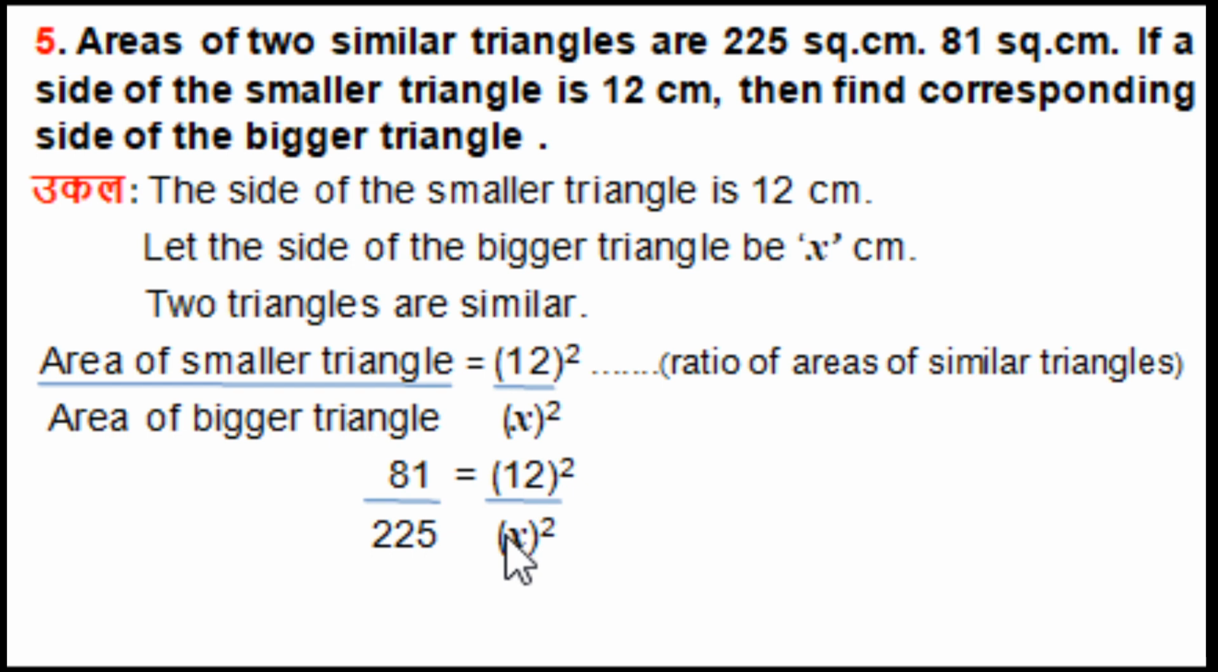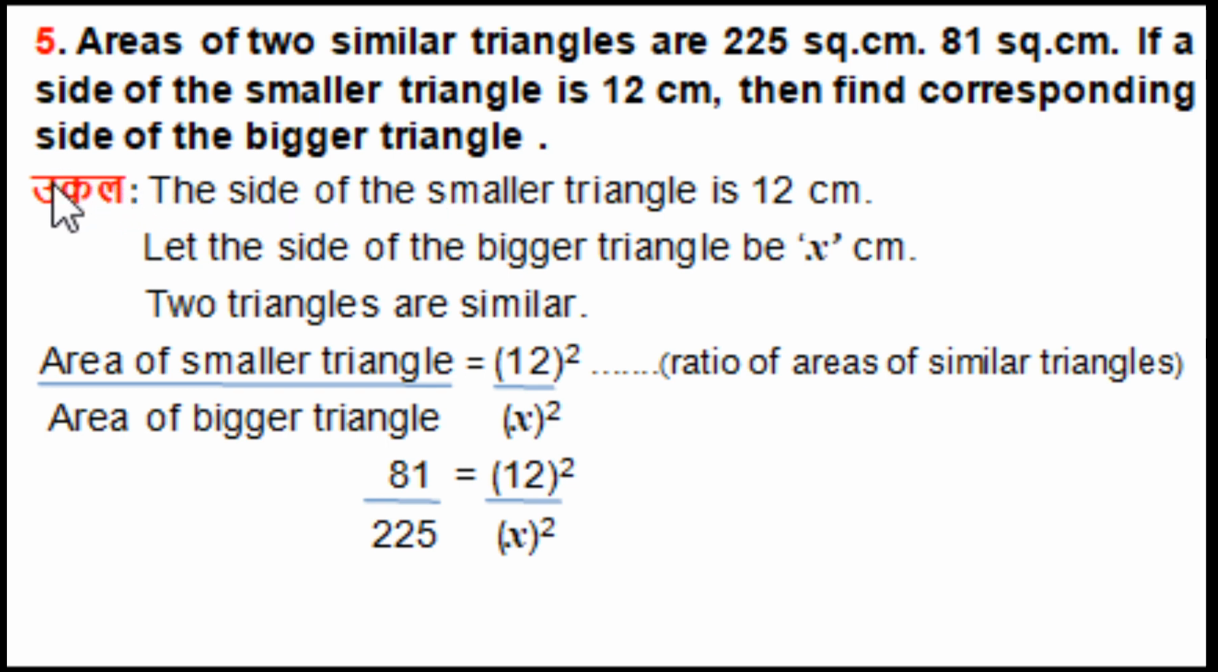Then question number 5. Areas of two similar triangles are 225 square centimeter and 81 square centimeter. If a side of the smaller triangle is 12 centimeter, then find the corresponding side of the bigger triangle. So we have two triangles, one is smaller, the other is bigger, and these two triangles are similar. Their areas are also given, and we have to find the side of the bigger triangle. Now what is the solution?